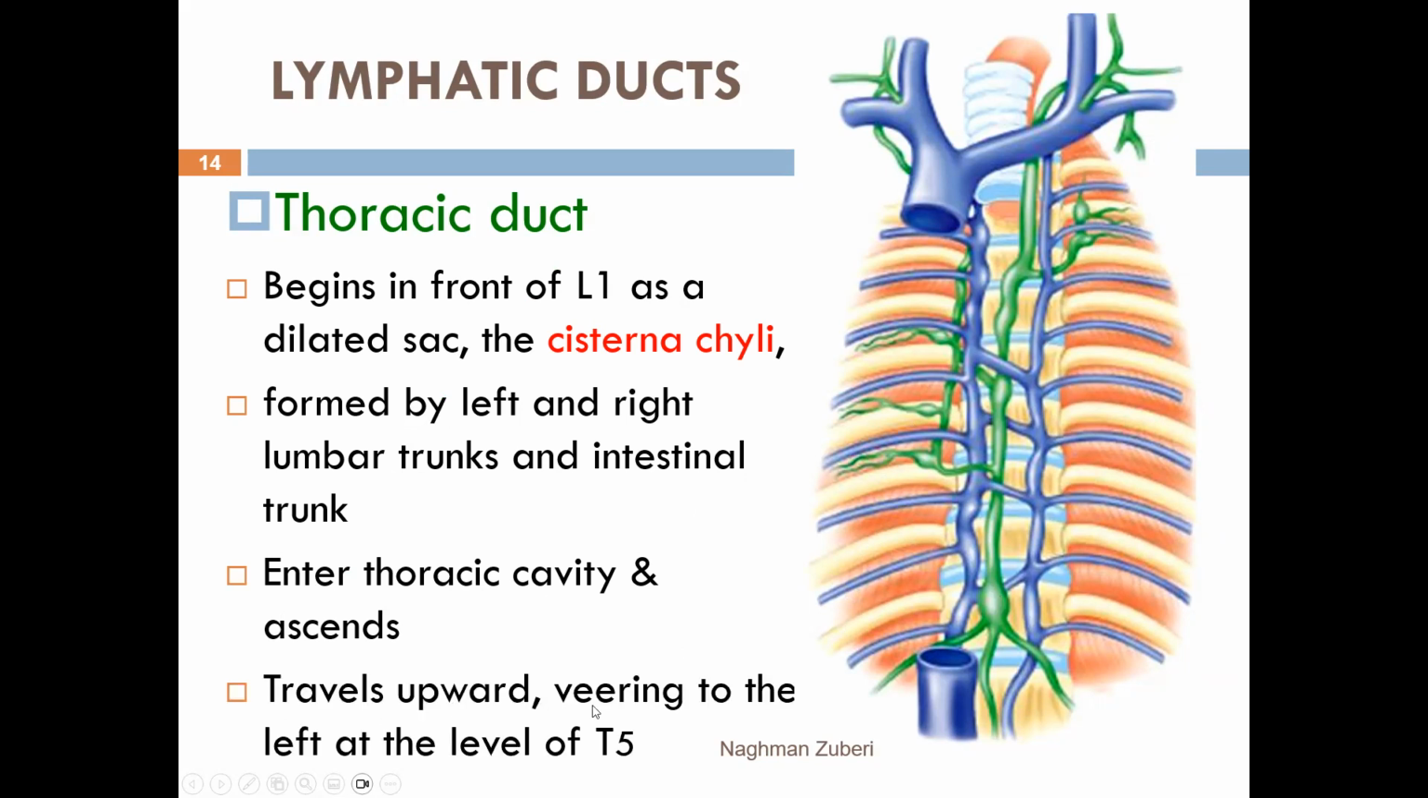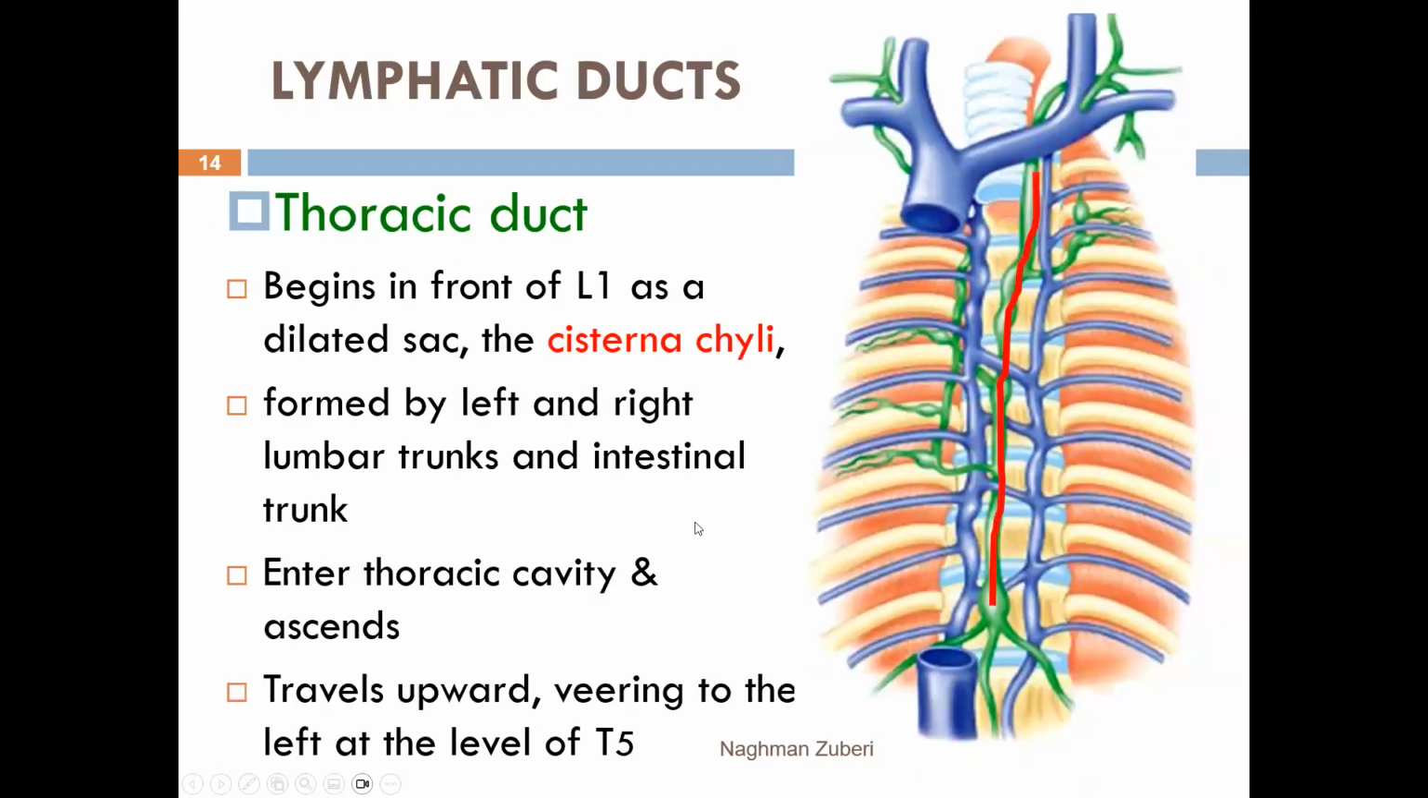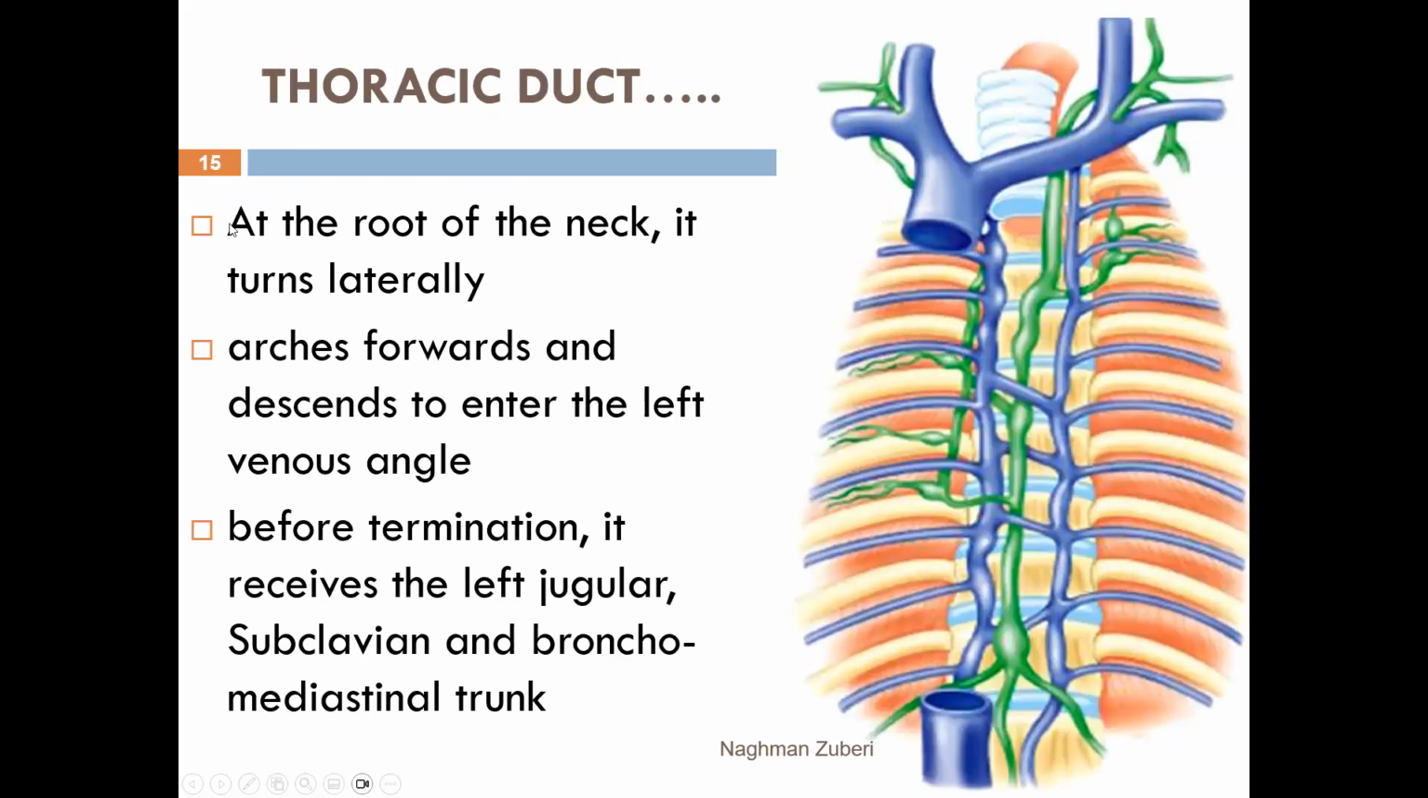It travels upward, veering to the left at the level of vertebra thoracic 5, T5, like this, from L1 all the way up to T5. Well, we are talking about the thoracic duct.